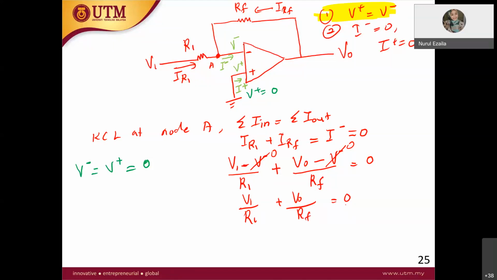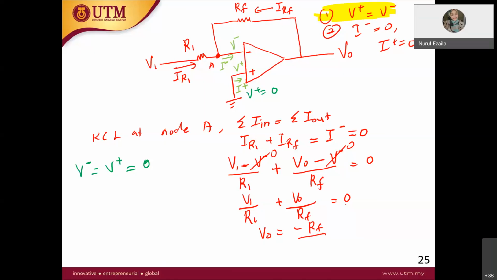If you rearrange the equation, you should get that V out is equal to negative RF over R1 times V1. So V out over V1 is equal to negative RF over R1. It makes sense because the input is connected to the inverting, which is negative. So this is the equation that you should find.